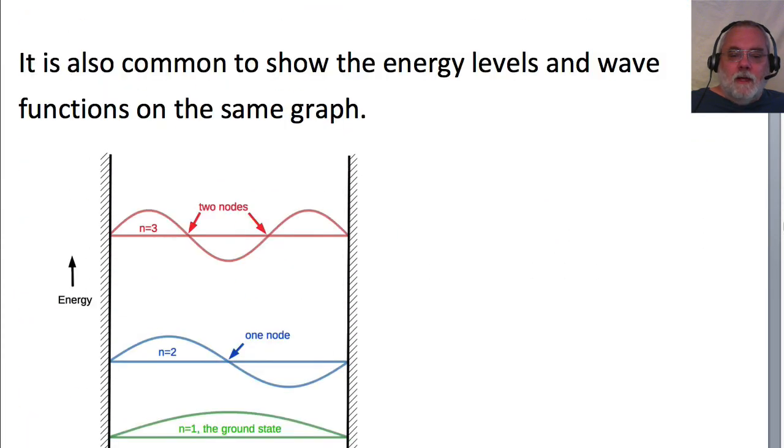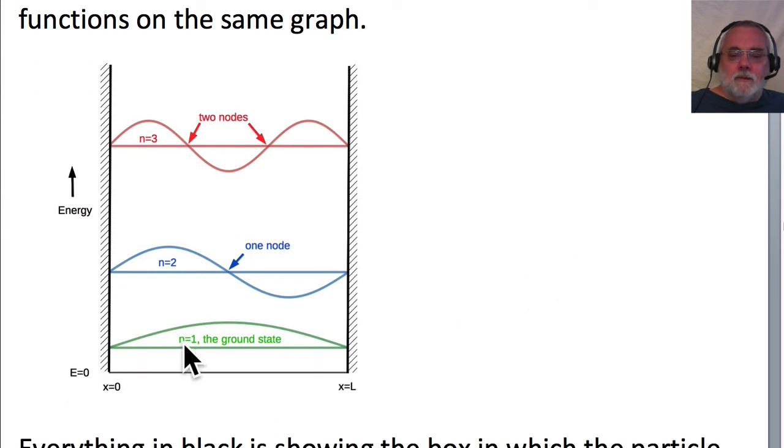So, as we go from n equals 1 to n equals 2, we go from 1 half wavelength to 2 half wavelengths. So we've scrunched in twice as many half wavelengths, and in order to do that, there's more curvature here than here, and that curvature is related to kinetic energy, which is why this state has higher energy than the ground state.